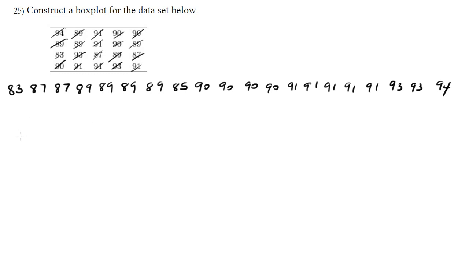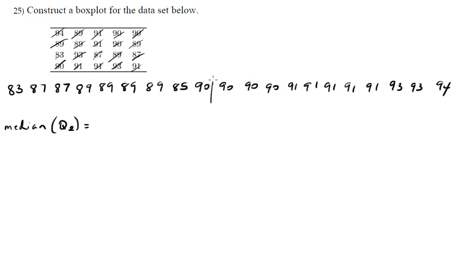So the first thing I need to do is find the median of this data set. That's also known as, when we're talking about box plots, Q2. So there's 20 values. So 1, 2, 3, 4, 5, 6, 7, 8, 9, 10 on the left.